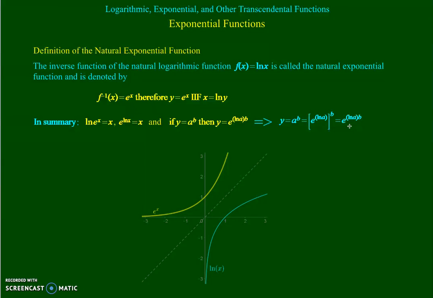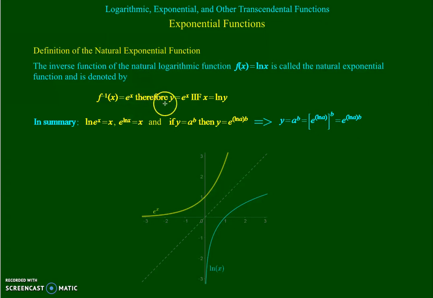Let's start our discussion of exponential functions with the definition of the natural exponential function. The inverse function of the natural logarithmic function, f of x equals ln of x, is called the natural exponential function. And it's denoted, if f is ln of x, then f inverse of x is e to the x. And we saw that in this picture before when we were talking about inverses in general. That was the example I used. The natural log of x is here, and e to the x is here. So this is the inverse of this.